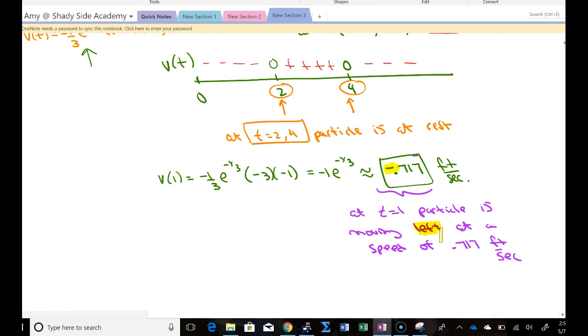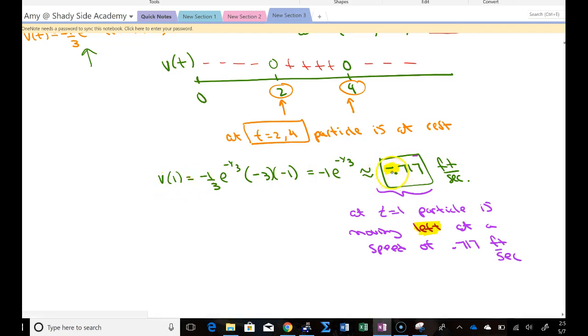If I said moving left at a speed of negative 0.717, that would actually mean it's moving right. So it's important that when we write down what this means in words, that the left is implied in the sign. So now I'm going to get to what you think the relationship is between velocity and speed.